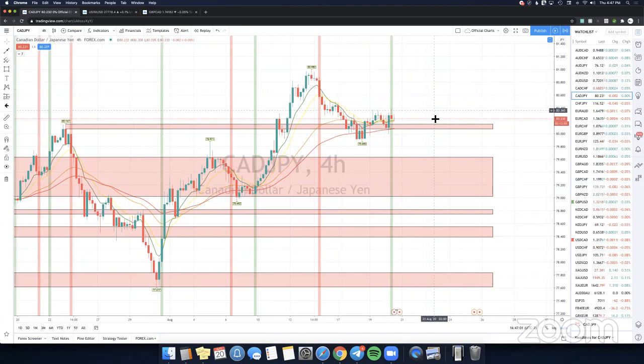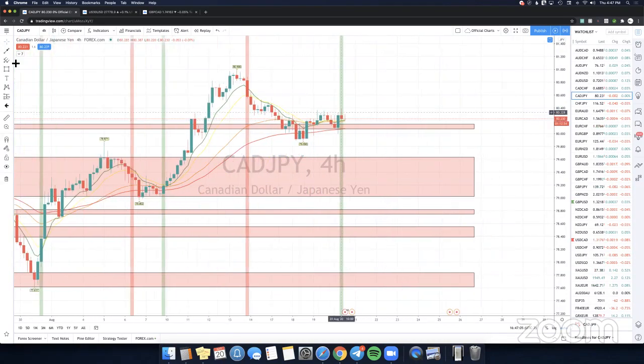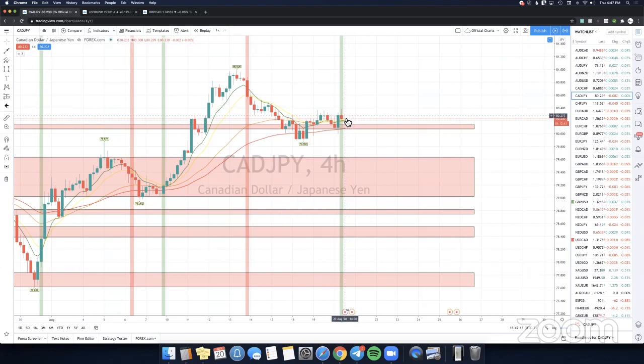KJPY. Me personally, I wouldn't take this because it's an invalid signal. However, say price closed below the zone and then it broke back above with a bullish candle, then I would probably take a buy right there. But since this is an invalid signal, it just shows uncertainty in price, but the next signal is going to be a sell signal. So if there's a sell signal, it might close way down here.